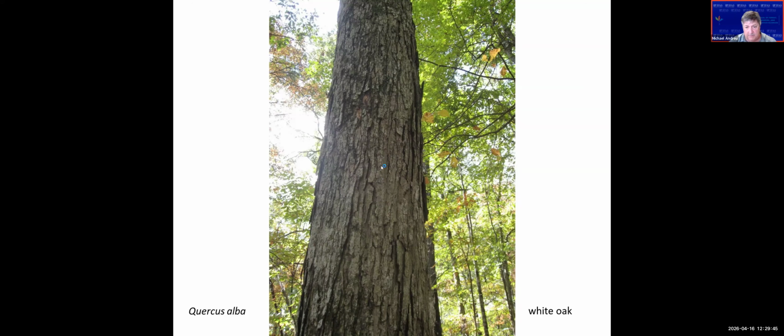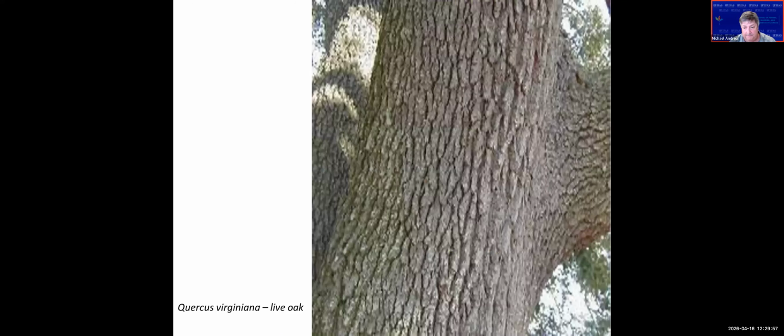Doesn't get you fully there because other white oak type oak trees share that same bark, but it would get you at least a white oak. And in this case, once you looked at the leaves, you could make a determination that it's Quercus alba.